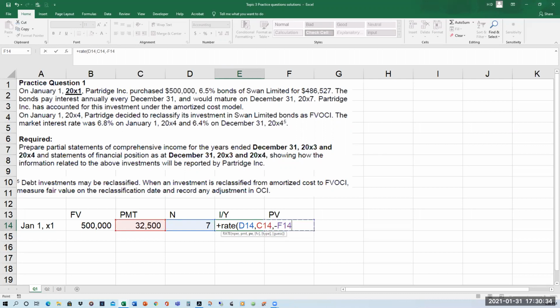The company has paid the 486,527, so indicate that as a negative flow. And then the company will be receiving $500,000, so that's a positive cash flow. Close and press enter. So it says 7%, but we want to be double sure. So check, yes, it does indeed seem clearly 7%. That is the effective interest rate. 7% was the rate at the time the bonds were purchased.